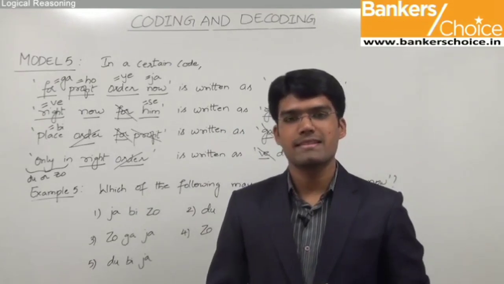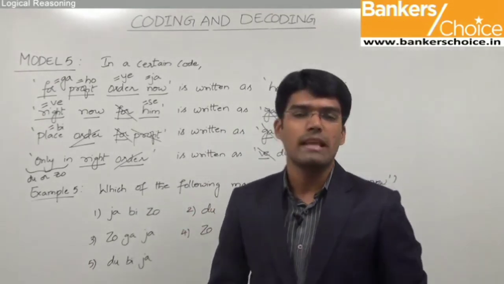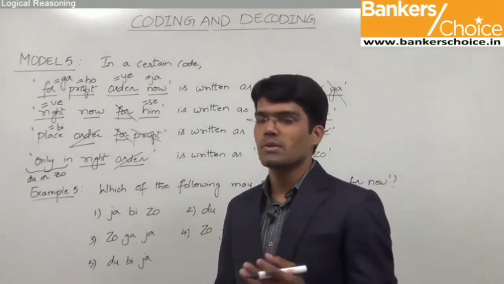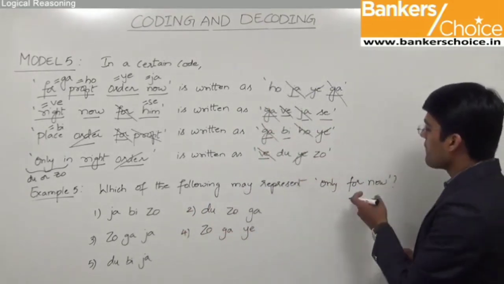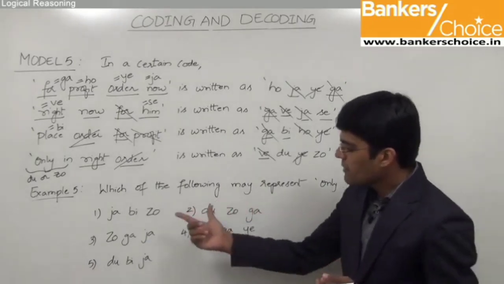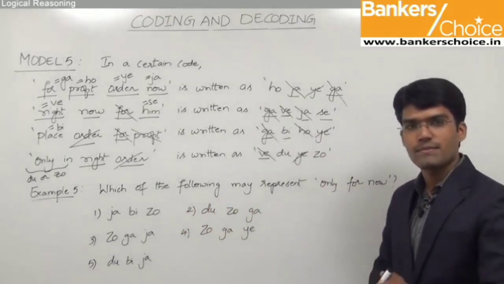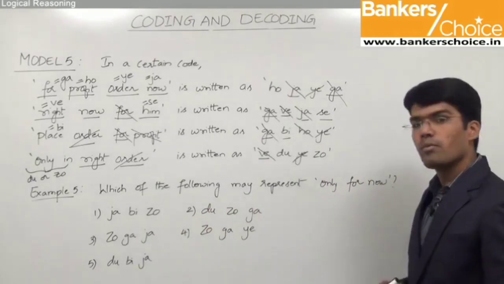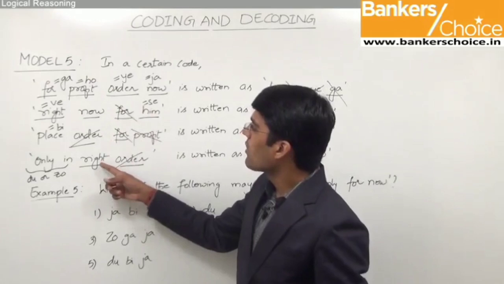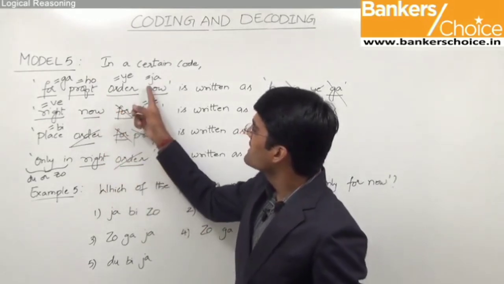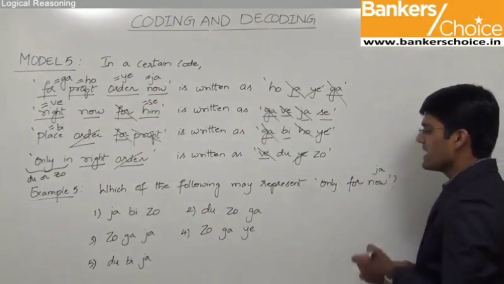Let us now take the last example from model 5. This example again is based on elimination of the wrong answers. Let us look at the question here. Which of the following may represent "only for now"? And 5 options have been given, and we need to find out the correct option out of the given 5 options. The given statement is "only for now", and from this side we very well know that the code for "now" is JA.